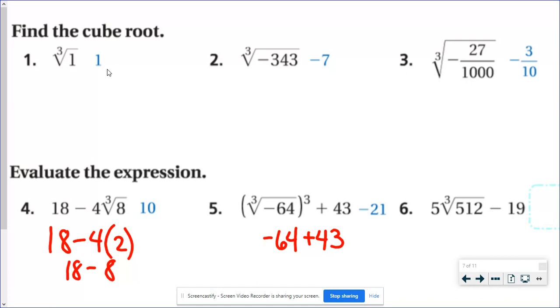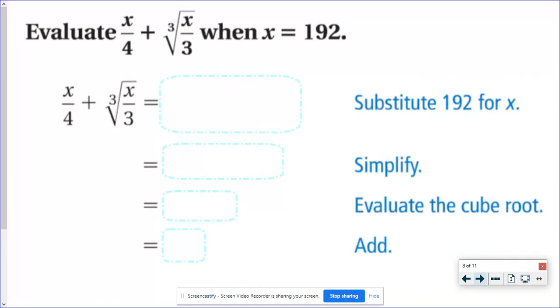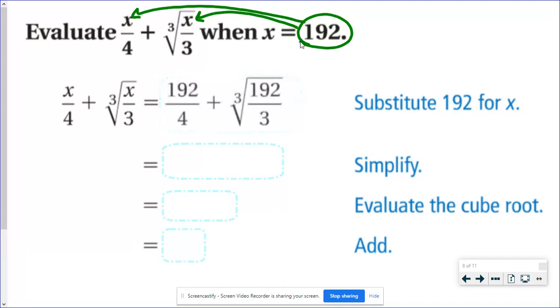And the cube root of 512 is 8. So I've got 5 times 8, which is going to be 40, minus 19. 40 minus 19 is 21. Sometimes I'll ask you to substitute. So if I'm saying that x is equal to 192, I'm going to put that 192 in for the x here and right there. So just doing that substitution, this is what it's going to look like.